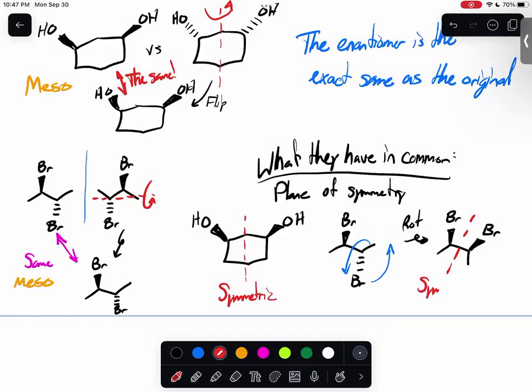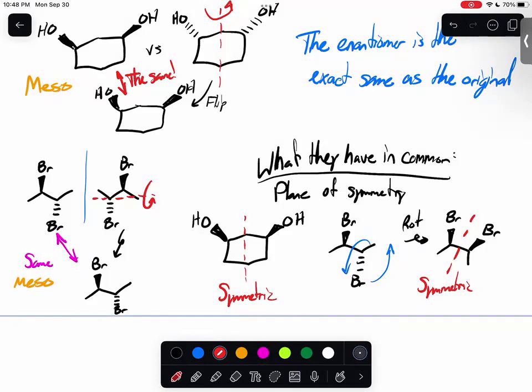It is true that all meso compounds are symmetric. They all have a plane of symmetry right in the middle of them. However, you can also identify them by seeing if they do not have an enantiomer. Here's the interesting part as well, though. They may not have an enantiomer, but they do have diastereomers, right?